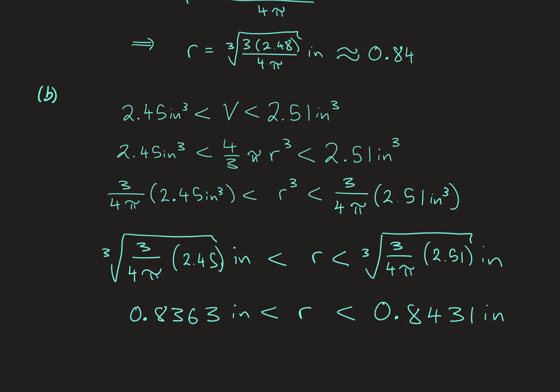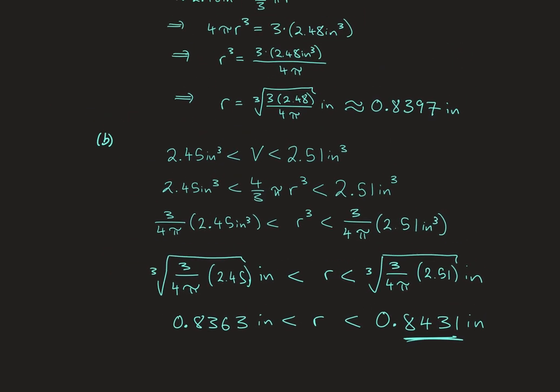Okay, let's see. I've got 3 times 2.48 divided by 4 divided by pi, taking a cube root. Okay, here we go. 0.8397. All right, is that smack dab in between these two guys? I think it sure is. 0.8431. Yep, I think we're good. This one seems farther away, which is kind of interesting.